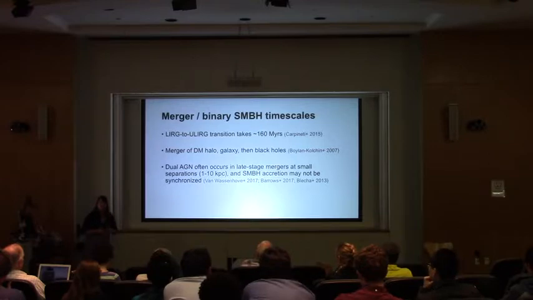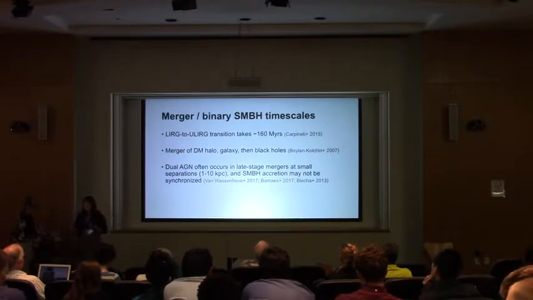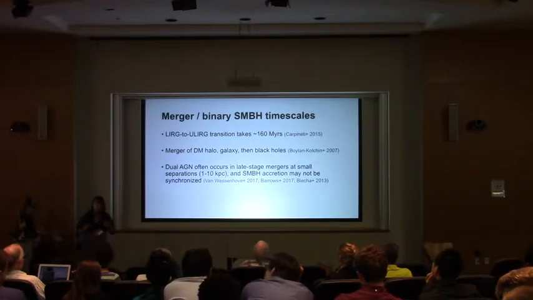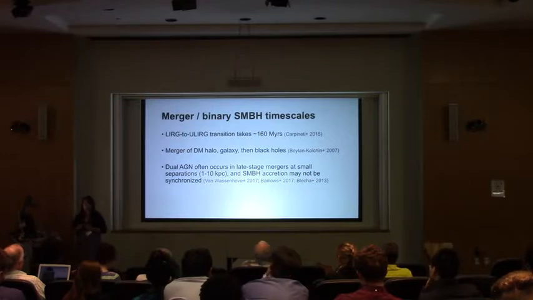And the reason is because these dual AGNs often occur in late stage mergers with very small separations that are often below the resolution limit of large surveys. And we don't really understand exactly the synchronization of the accretion, the triggering of the AGN. And so a lot of this then is still under active areas of research.